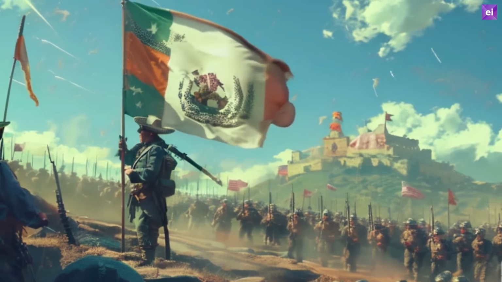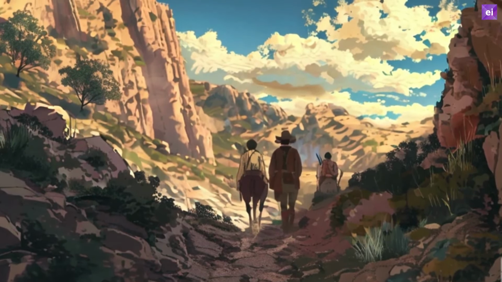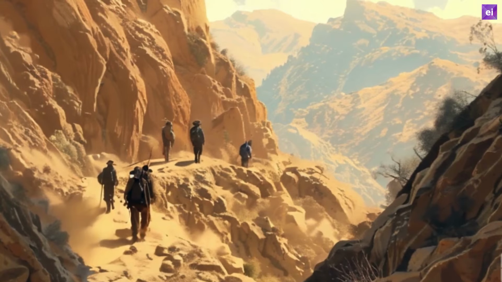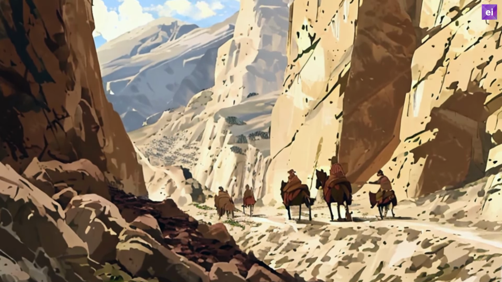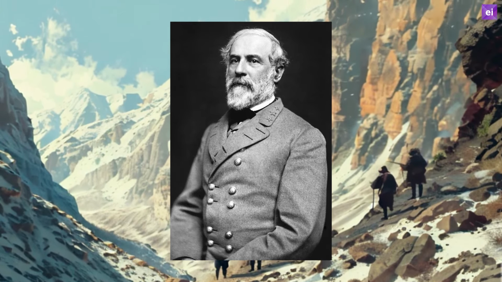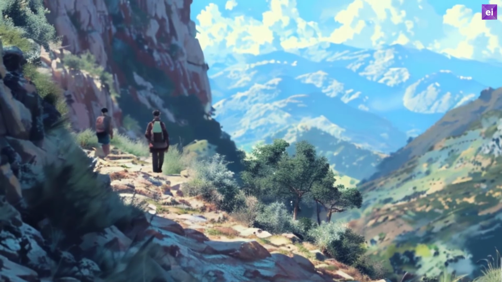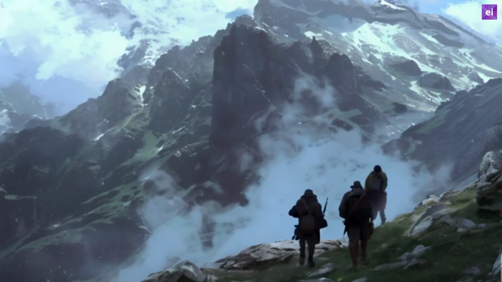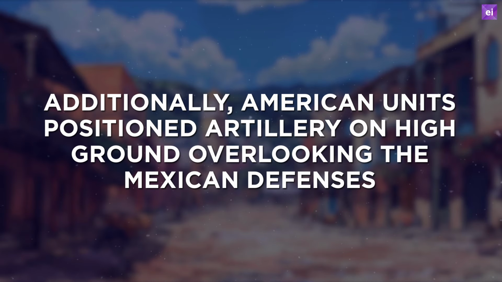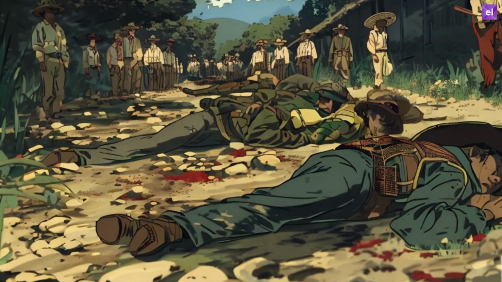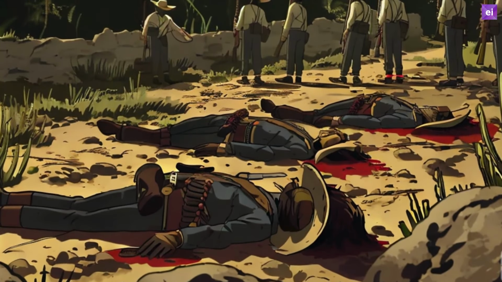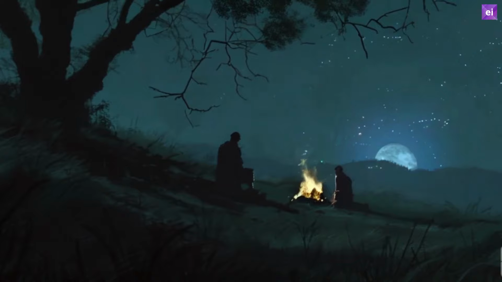As his army advanced westward, they encountered Santa Anna's forces entrenched at Cerro Gordo, a mountain pass blocking the path to Mexico City. American scouts, including Captain Robert E. Lee, discovered a route around Santa Anna's flank, enabling American troops to surprise the enemy. Additionally, American units positioned artillery on high ground, overlooking the Mexican defenses. On April 18th, Scott's army defeated the Mexicans at Cerro Gordo, paving the way for an advance toward Mexico City.